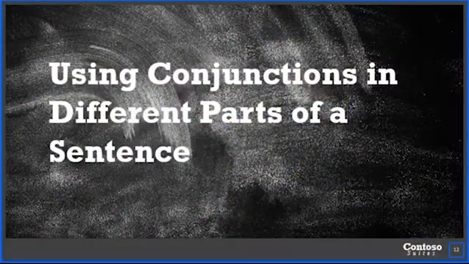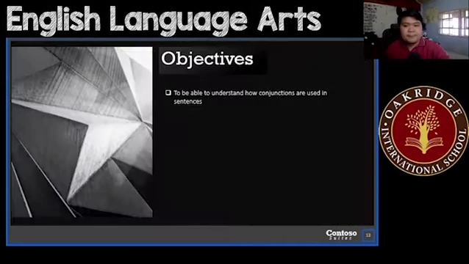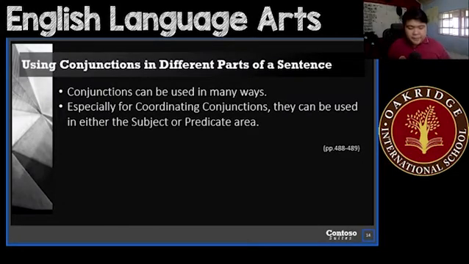Hi guys! Our next topic would be using conjunctions in different parts of a sentence. What are our objectives for this lesson? We only have one: to be able to understand how conjunctions are used in sentences. Now, if you recall, we've discussed conjunctions already. Again, there are three: coordinating, subordinating, and correlative conjunctions. Using them in sentences can be quite tricky, so in this lesson, we will understand how to use them in sentences.